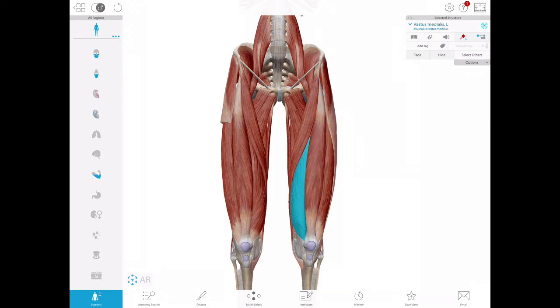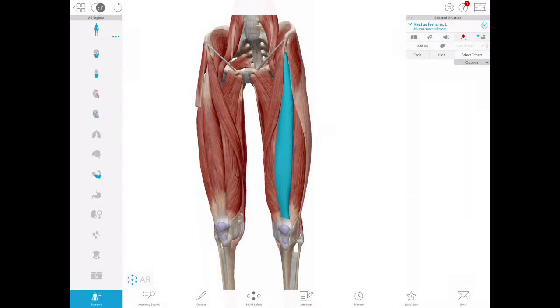This is vastus medialis, which originates on the linea aspera and inserts on the tibial tuberosity through the patella tendon. The action is knee extension. This is the vastus lateralis. It originates on the linea aspera, inserts on the tibial tuberosity through the patella tendon, and the action is knee extension.